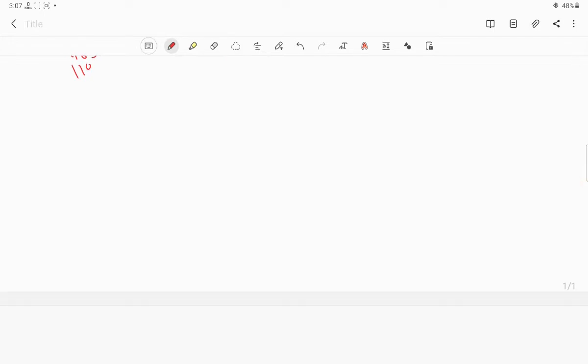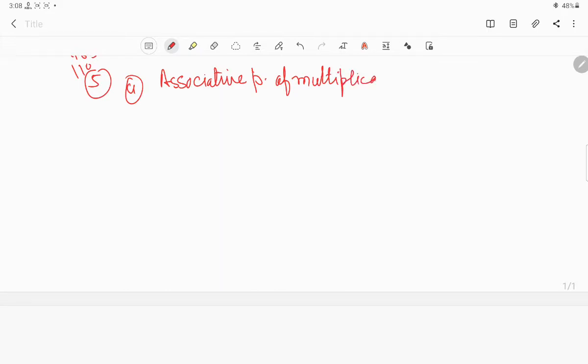Now see question number 5. Verify the associative property and the distributive property of multiplication of integers for these three numbers. First I will teach you the associative property of multiplication.